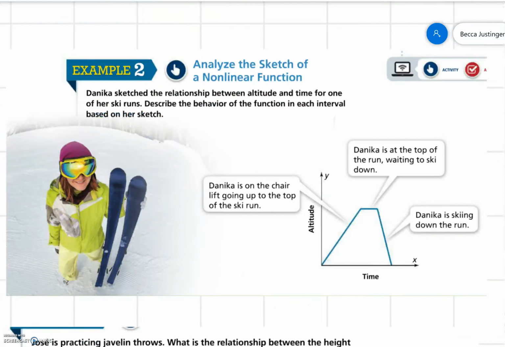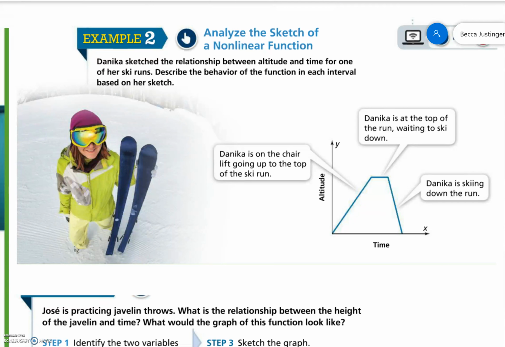All right, example number 2. Analyze a sketch of a nonlinear function. Danica sketched the relationship between altitude and time for one of her ski runs. Describe the behavior of the function in each interval based on her sketch. Well, the first one, we start at 0 time and 0 altitude, and then as time increases, her altitude increases. It's an increasing function, a positive slope. So that part, Danica's on the chairlift going up to the top of the ski run.